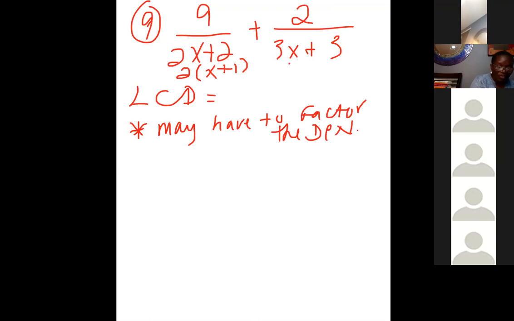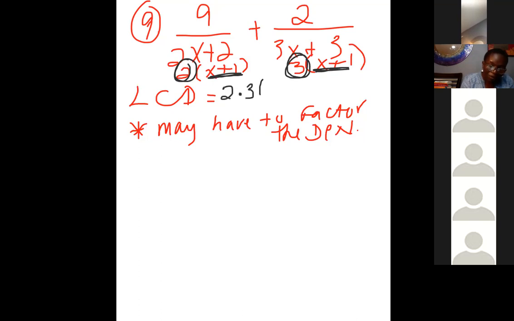The second one has a GCF of 3. When we factor it out, that leaves us with x plus 1 as well. What you should notice is that there is a repeated factor of x plus 1. Remember, the LCD is a product of all the denominators, but when you have a repeated factor, guys, use it just once. So in this case, we're going to multiply 2 times 3, and then multiply it by the repeated factor. So the answer comes out to 6 times x plus 1. And there you are.